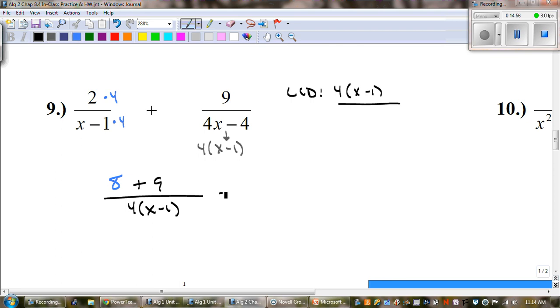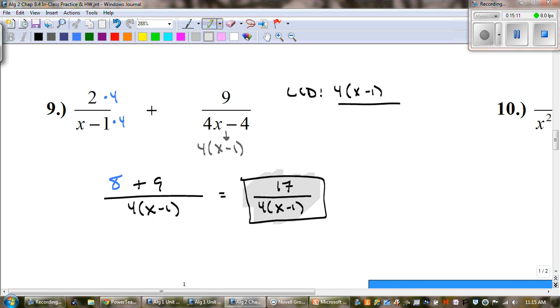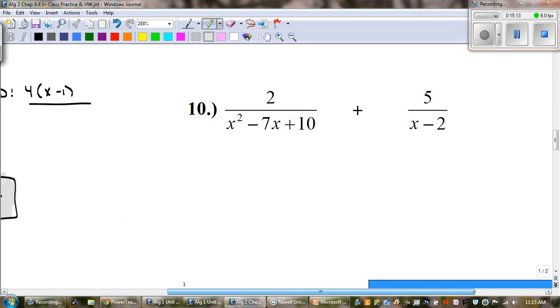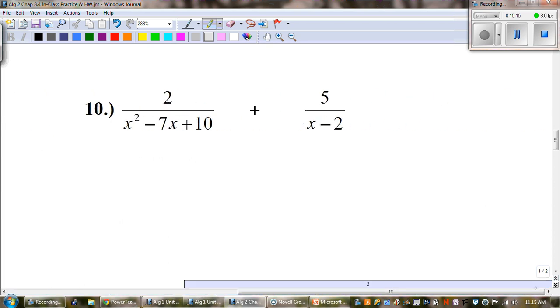When we add that, 8 plus 9 is 17, and the denominator stays the same. And is there anything we can cancel out? Nope. So that's our final answer. All right, number 10.